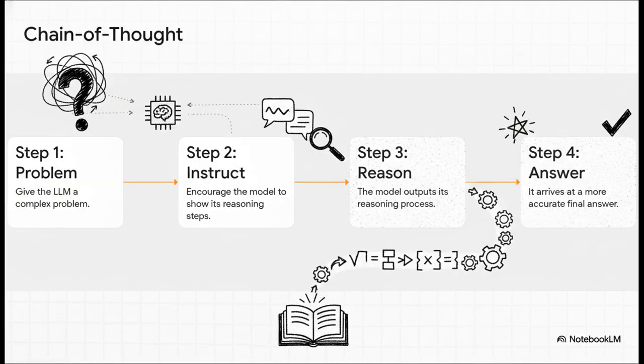And here's a perfect example of that in action, a cool trick called chain of thought prompting. So let's say you have a tricky math problem. Instead of just asking for the answer, you add this kind of magic phrase, think step by step. This little instruction forces the model to show its work, to lay out its logic, and it makes it way, way more likely to get the right answer in the end.